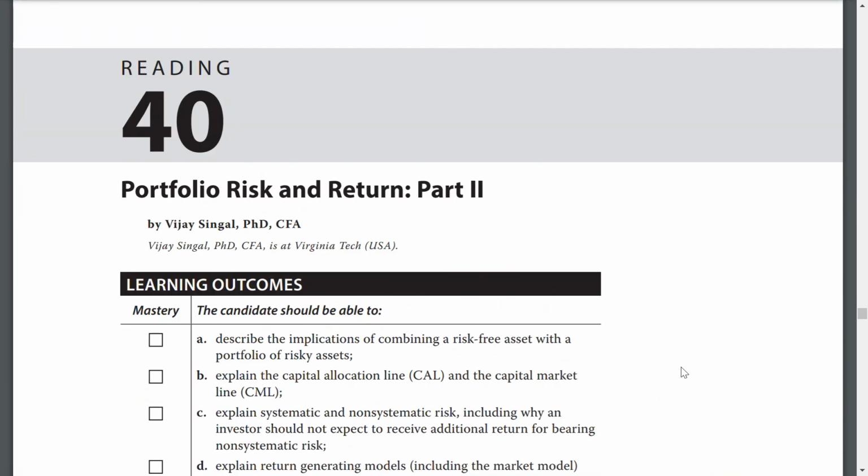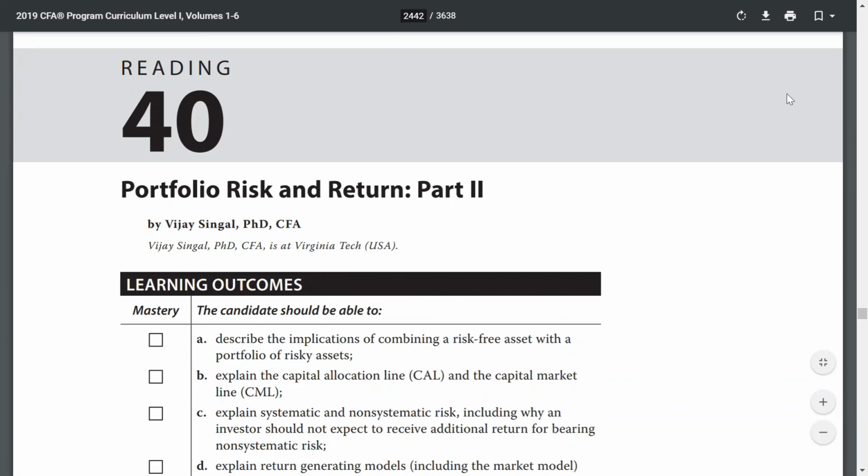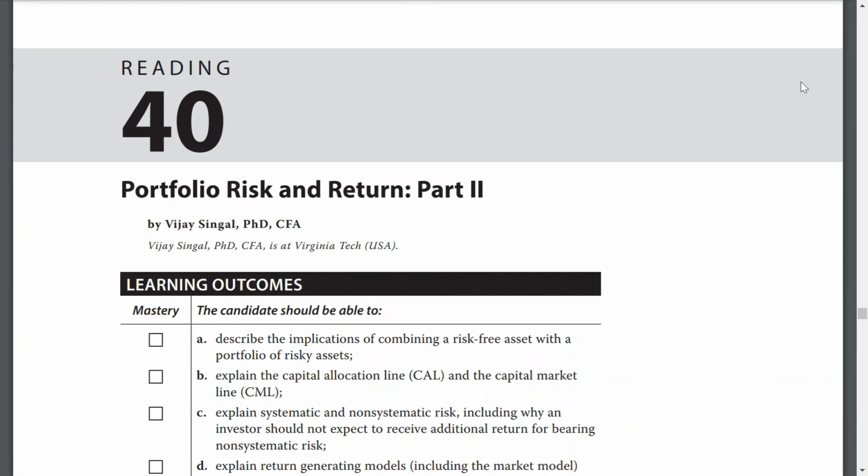We'll be going into reading 40 next time, about part 2 of portfolio risk and return. I hope to see you guys there, and I hope my readings have been helpful.